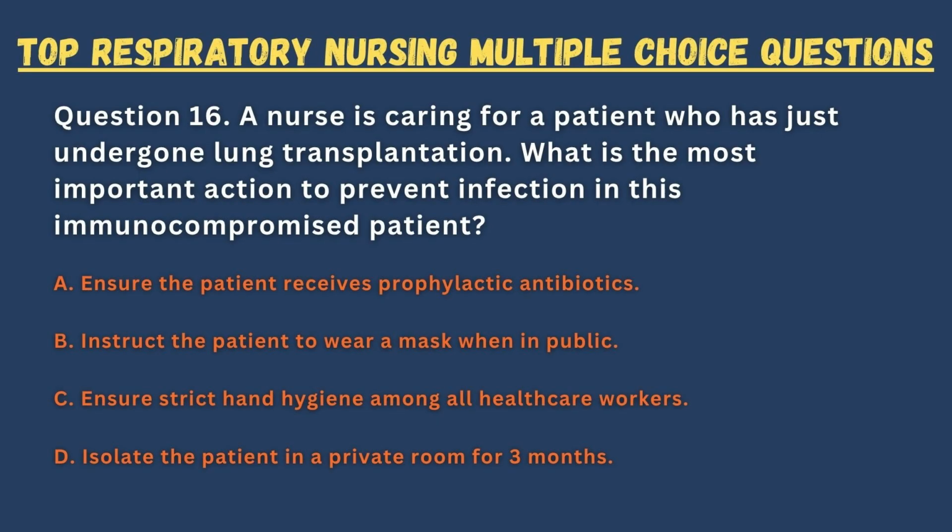Question 16. A nurse is caring for a patient who has just undergone lung transplantation. What is the most important action to prevent infection in this immunocompromised patient? A. Ensure the patient receives prophylactic antibiotics. B. Instruct the patient to wear a mask when in public.